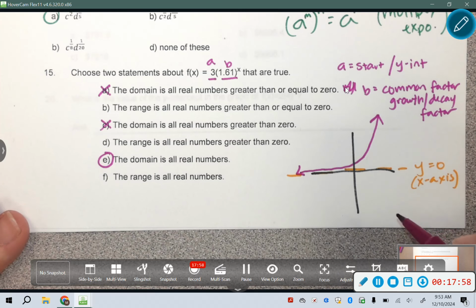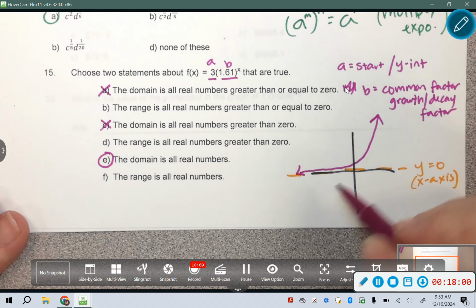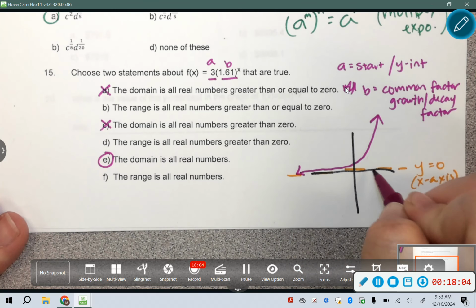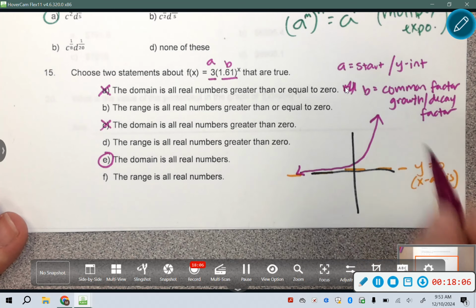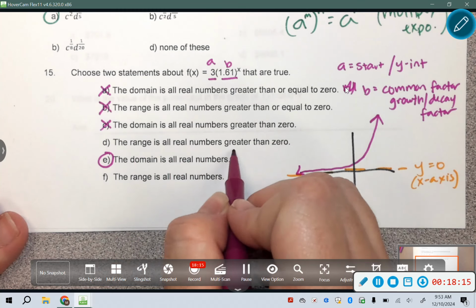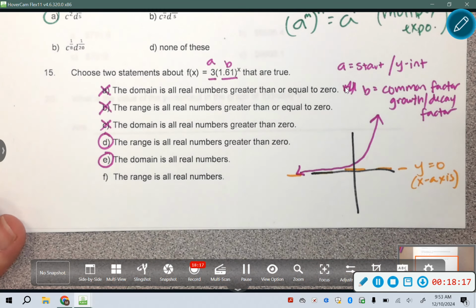Now my range is not all real numbers because it would have to go down forever, and it doesn't. It never goes below my asymptote, which is 0. So it starts at 0 and goes up forever. But remember, 0, your asymptote, it never touches, so it's not going to be equal to. This one says equal to, so that's not it. The range is all real numbers greater than 0, so that's my answer. It's never going to touch the asymptote, so there are my answers.